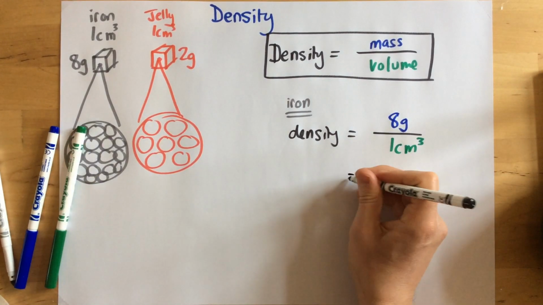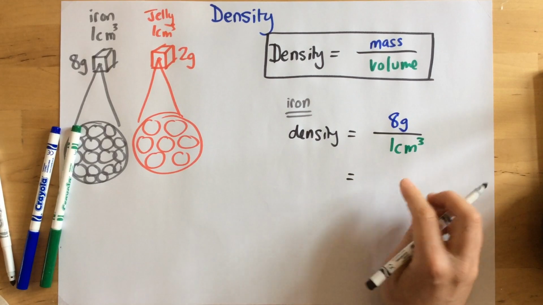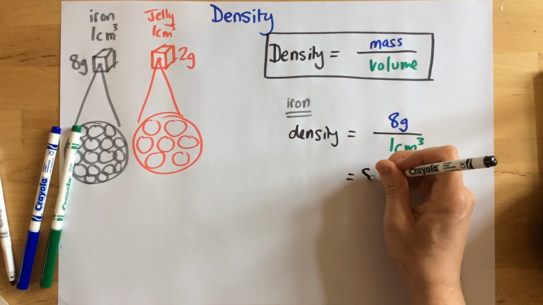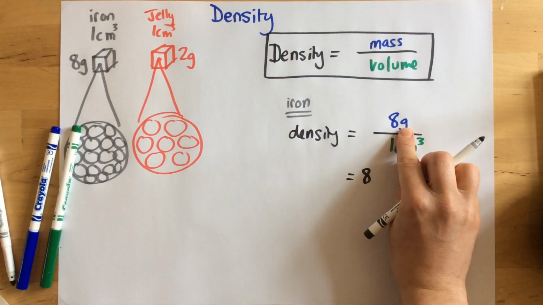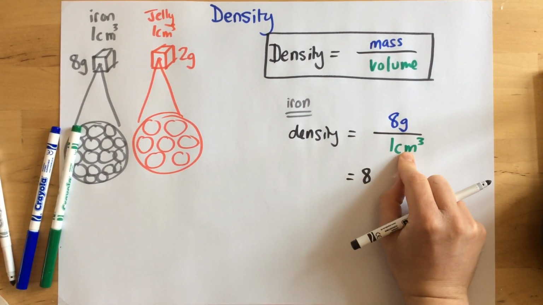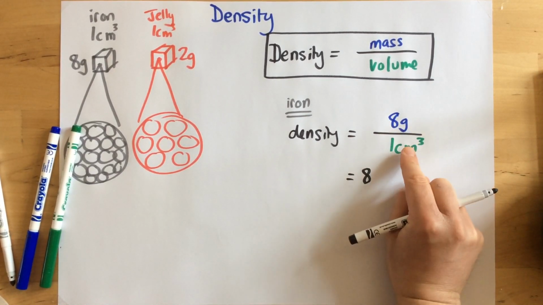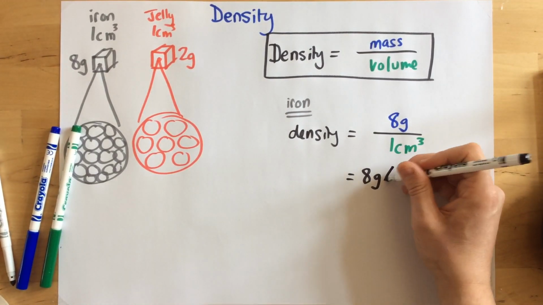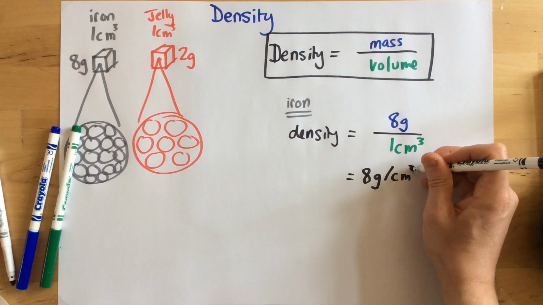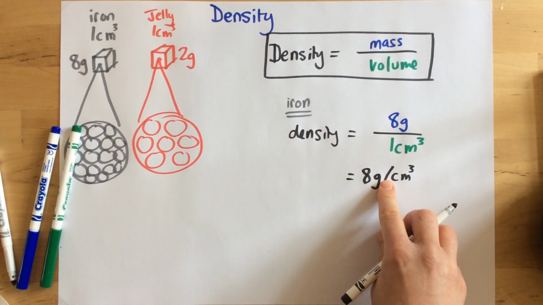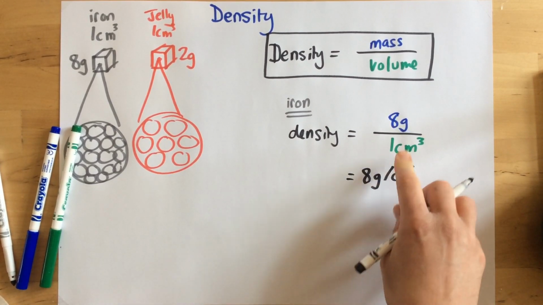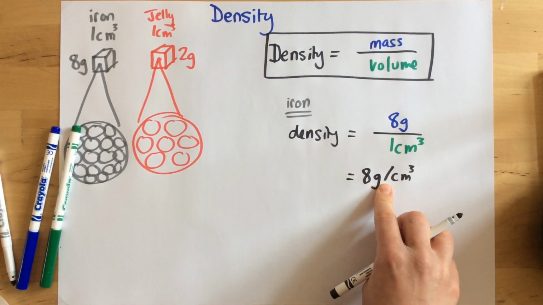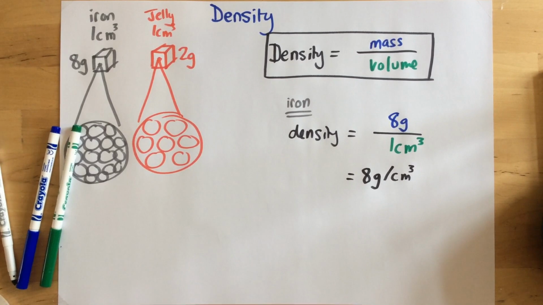Now, in order to find out the units for density, we do it like this. First of all, 8 divided by 1 is 8. To find the units, we need to look at the mass and the volume. So this is grams over centimetres cubed. So the units are grams per centimetre cubed. Remember, this per means divided by. So it's grams divided by centimetres cubed.